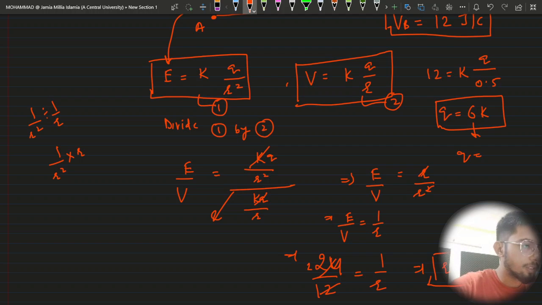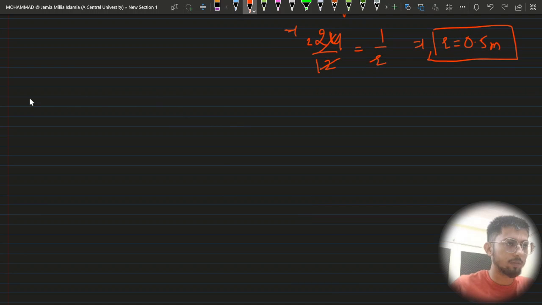This is a good question. Example 9. Can you see example 9? Yeah, there are two charges, 3 into 10 to the power minus 8 coulomb and minus 2 into 10 to the power minus 8 coulomb, separated by 15 centimeter. That one? Yeah, that one. Okay, Example 9.